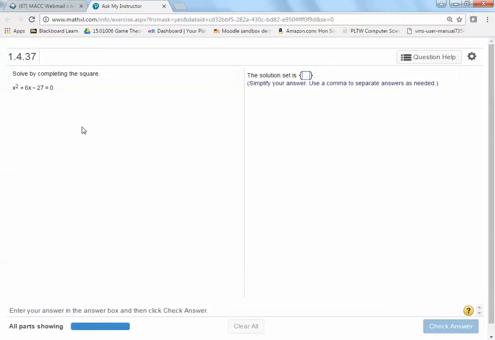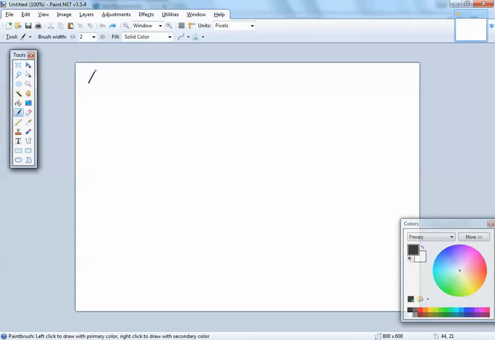Okay, so I have x squared plus 6x minus 27 equal to 0. Now completing the square. Step 1 is to divide everything by the number in front of your x squared. There is no number in front of our x squared, so we don't have to do that step.